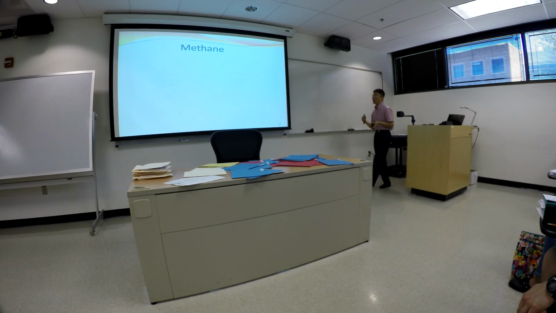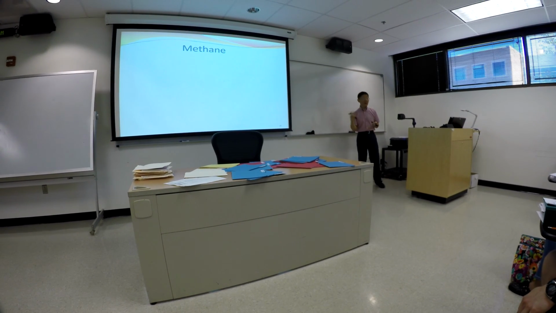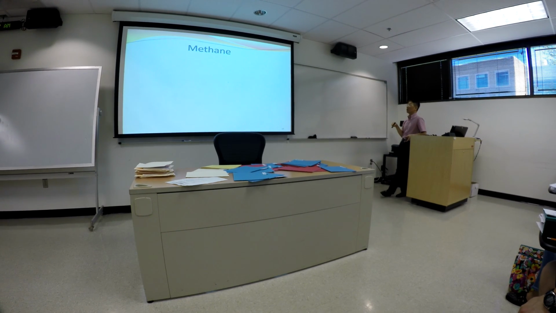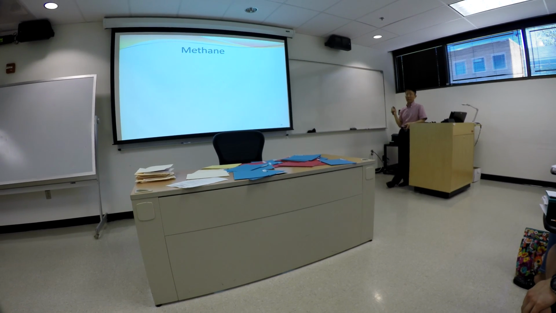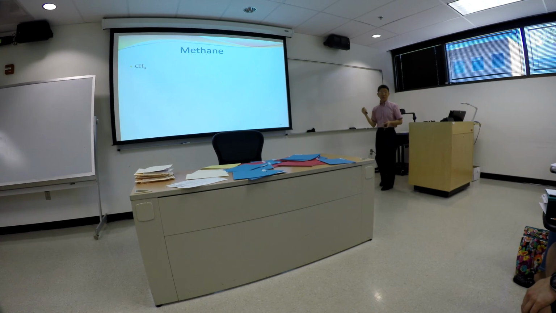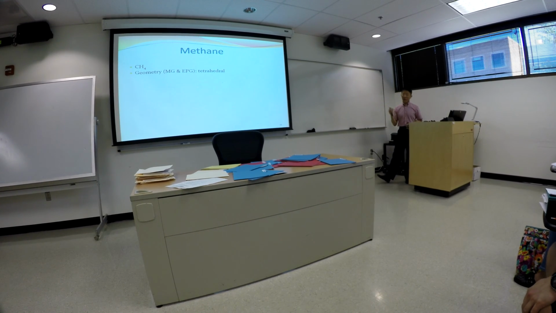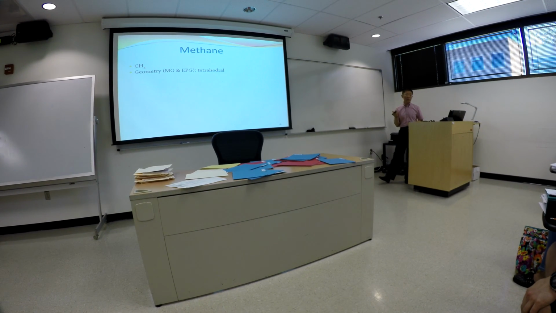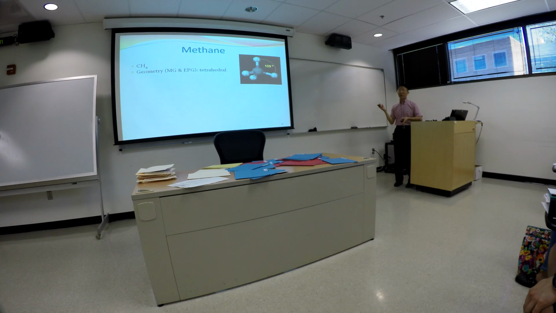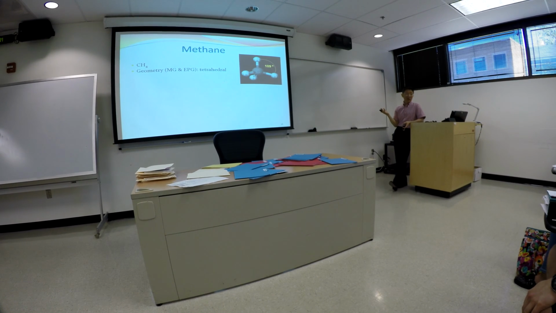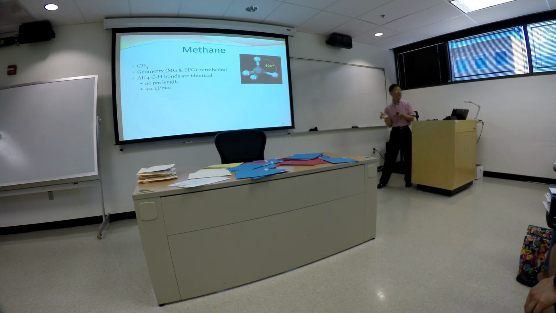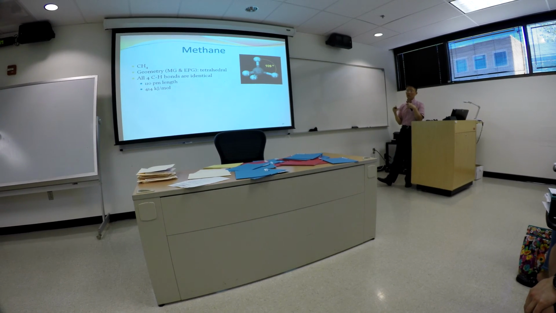So let's take a look at the bonding theory that we have talked about so far, using methane as our example, methane CH4. When you look at the molecule of CH4, the molecular geometry and the electron pair geometry, or electron group geometry, both are tetrahedral. When you measure the bond angle, it's 109.5. And when you measure the bond length, it's identical, 110 picometers in length.